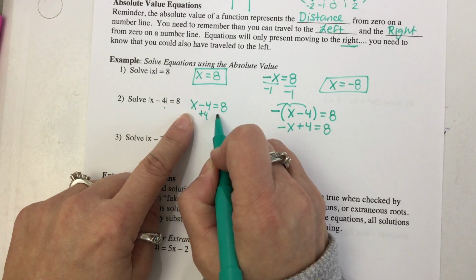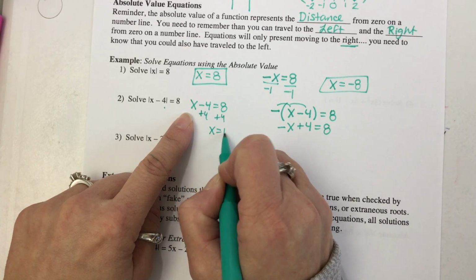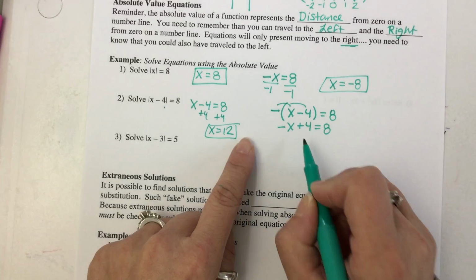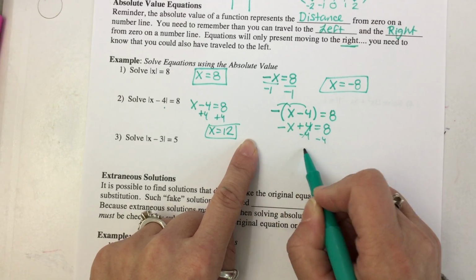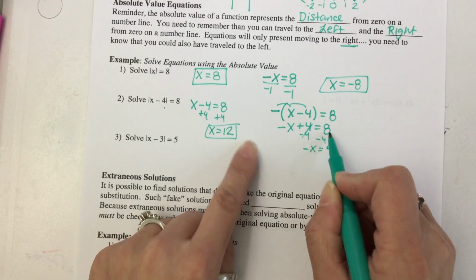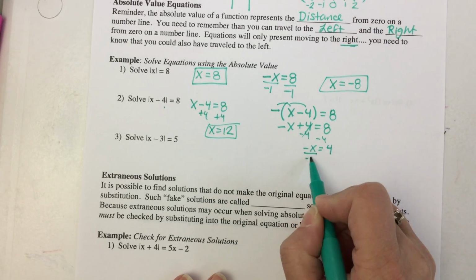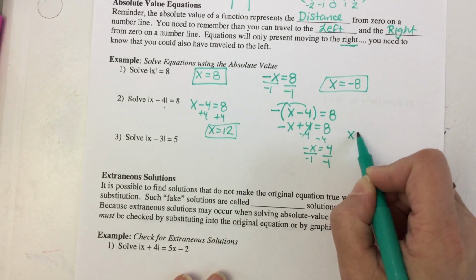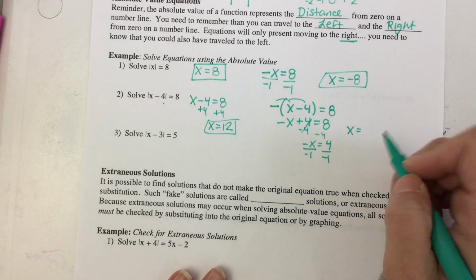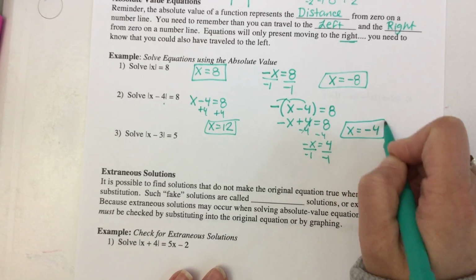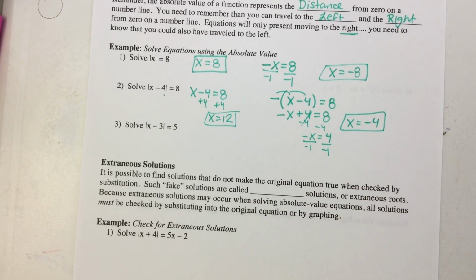Now here, I add 4. 8 plus 4 is 12. Here, if I subtract 4, -x equals 8 minus 4, which is 4. Divide both sides by -1. +4 divided by -1 is -4. So those are your two answers.